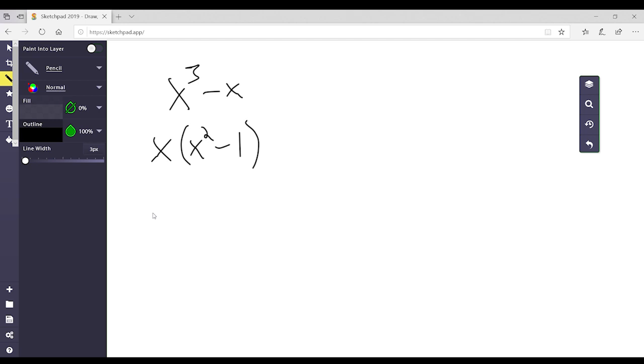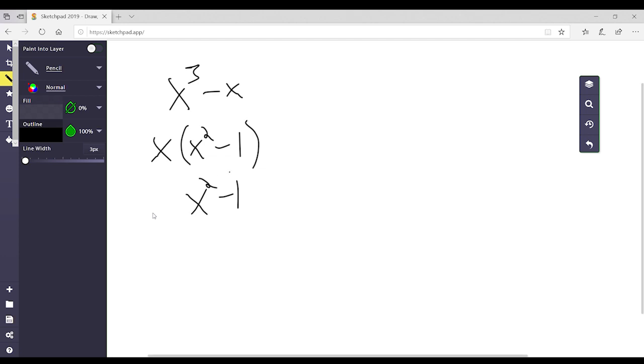Now, the only method that I think you'll come across in grade 11 will be difference of squares. And difference of squares is basically where you identify 2 squares that are being subtracted from each other, and you can factor that out. So, for example, we have x squared minus 1. So let's just rewrite x squared minus 1. Just ignore this x for now.